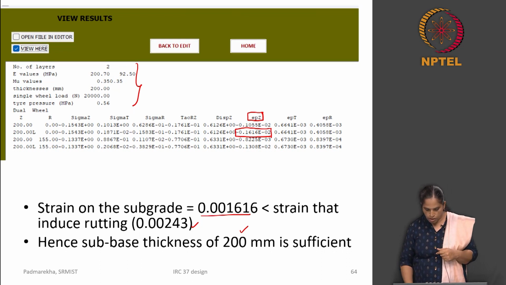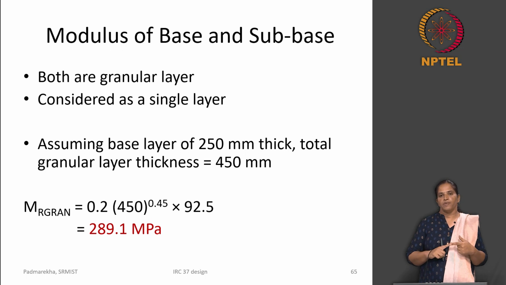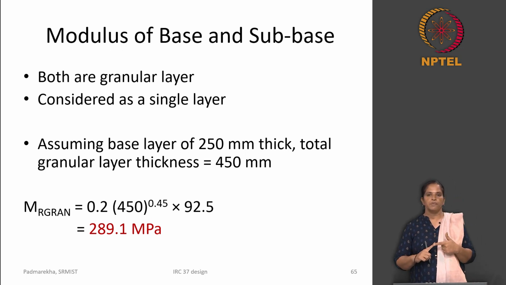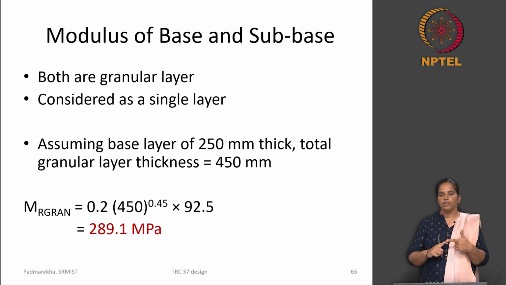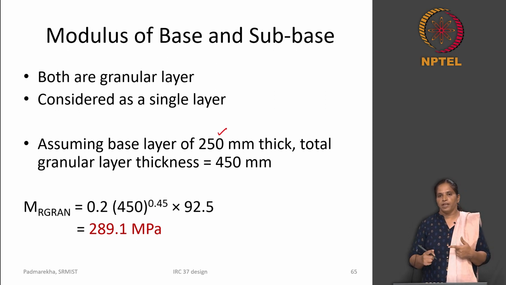during the construction process. Now, we will see what is the modulus of a base course and a subbase course layer considered for the design purpose. See, both base course and subbase course are granular layers. So, we can consider both base and subbase together as a single layer for the design purpose. We have taken subbase layer thickness to be 200 millimeter, and we have verified that 200 millimeter thickness of subbase is sufficient enough to prevent rutting during construction. Now, we will assume a base layer thickness of 250 millimeter. So, the combined base and subbase thickness will be 200 plus 250, which is 450 millimeter thickness.